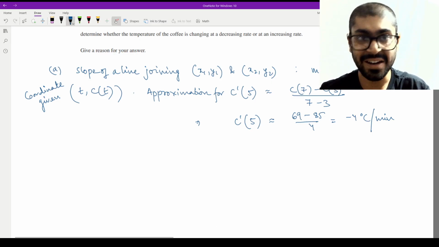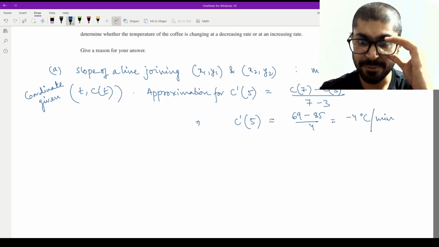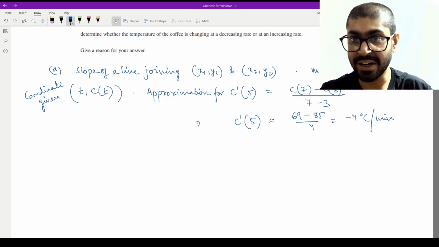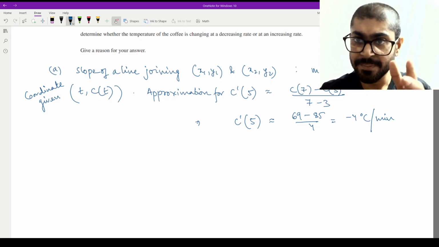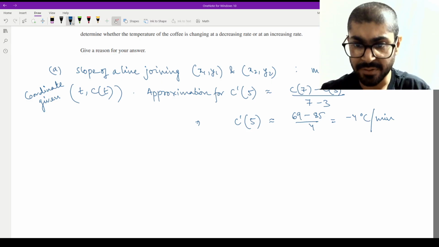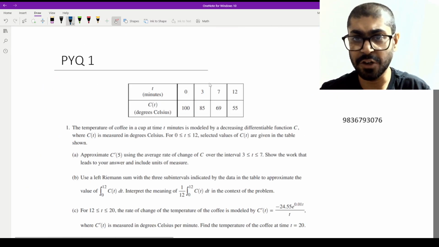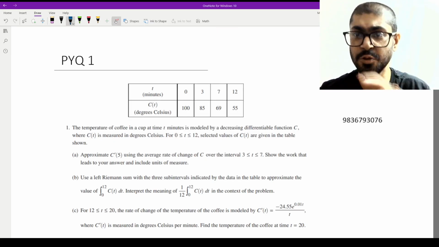Alright, now the next question. The next section tells you to use a left Riemann sum with 3 subintervals indicated by the data. So what are the 3 subintervals indicated by the data? 0 to 3, 3 to 7 and 7 to 12, right? I'm looking at the table. There are 4 points given in the data, so there will be 3 subintervals between them. 0 to 3, 3 to 7, 7 to 12.